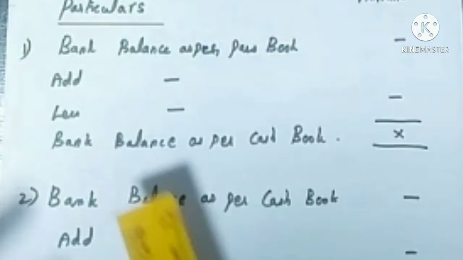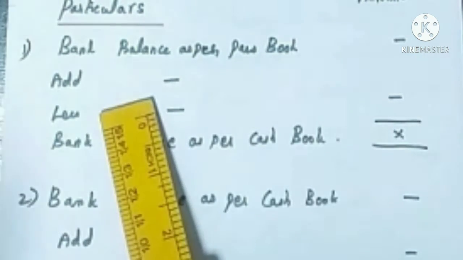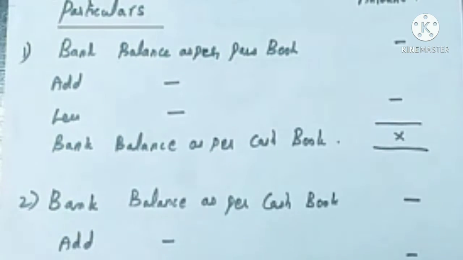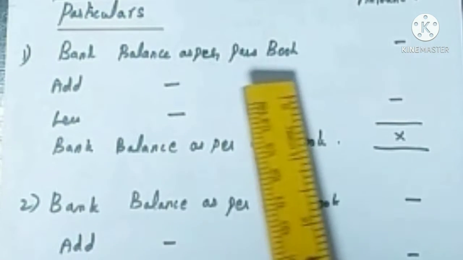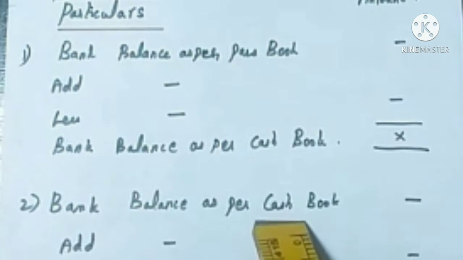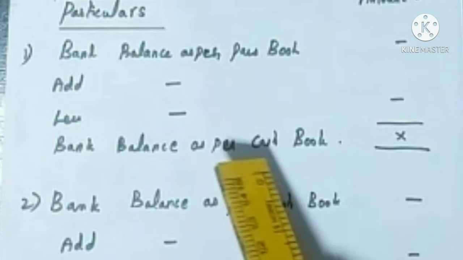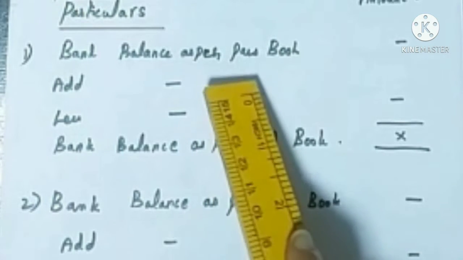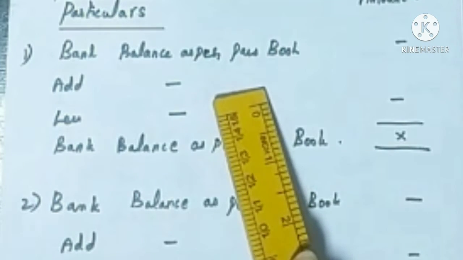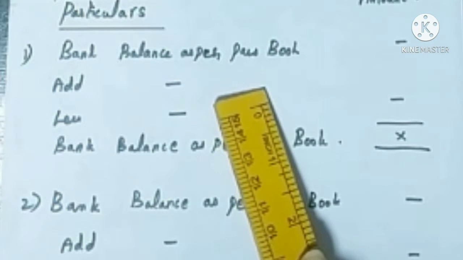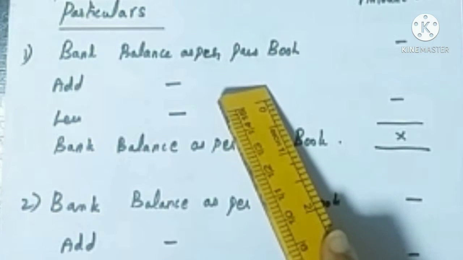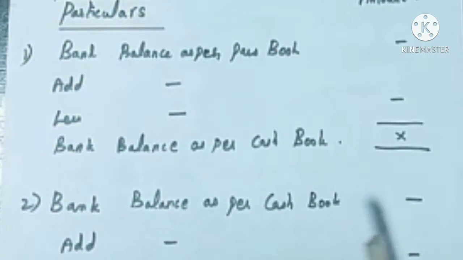Okay, let's see how BRS is prepared. We already discussed in Part 1 of BRS that there are so many reasons for the differences in the balance as per passbook and the balance as per cash book. This could be one of the reasons: checks received and not presented for payment, or checks issued and not presented for payment, or bank charges debited by the bank, or interest on investments entered in the passbook alone. So all these could be reasons.